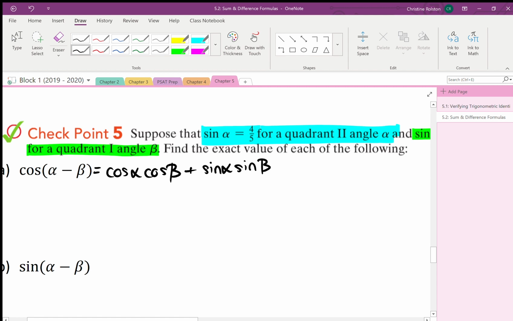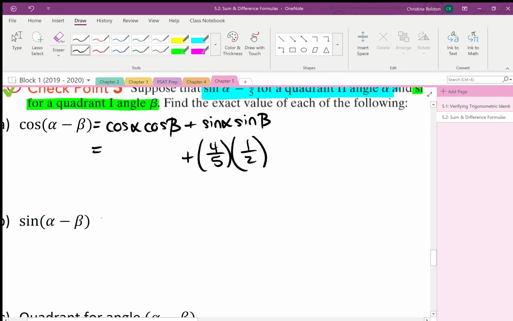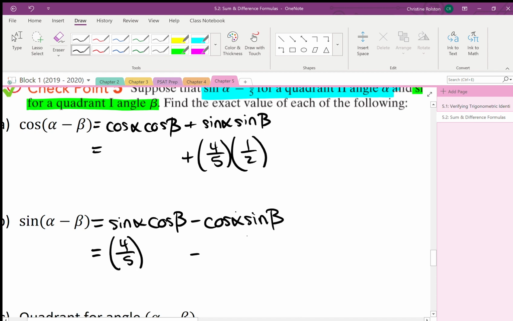Well, the only pieces we were given so far was sine alpha was 4/5 and sine beta was 1/2. With sine alpha minus beta, that formula is sine alpha cosine beta minus cosine alpha sine beta. So I can only plug in what I have. So 4/5 and then 1/2.